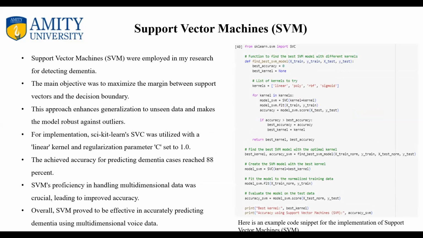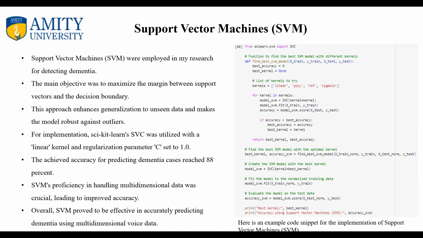We achieved an accuracy of 88% in predicting dementia cases using SVM. Its strength in managing multidimensional datasets further improved accuracy. In summary, SVM efficiently predicts dementia by maximizing the margin and effectively handling multidimensional datasets, resulting in significant accuracy enhancement. On your screen, there is a code snippet for the implementation of support vector machine.